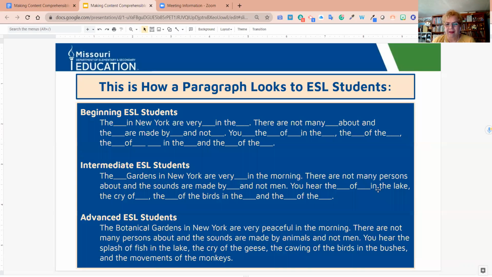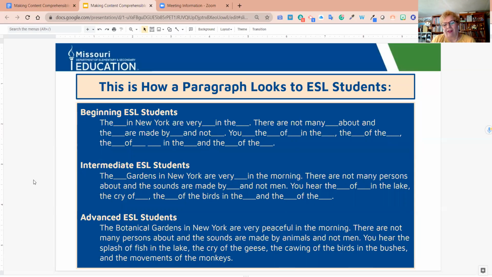Because this is what a paragraph looks like to students at different proficiency levels. So if you have a beginning ESL student, they're not going to know some of these bigger words. And so when they see it, they're going to pick out just those basic letters or words that they know, like the and in and at and maybe states if they've heard of them. So at a beginning level, that's all they're going to get out of this big paragraph.